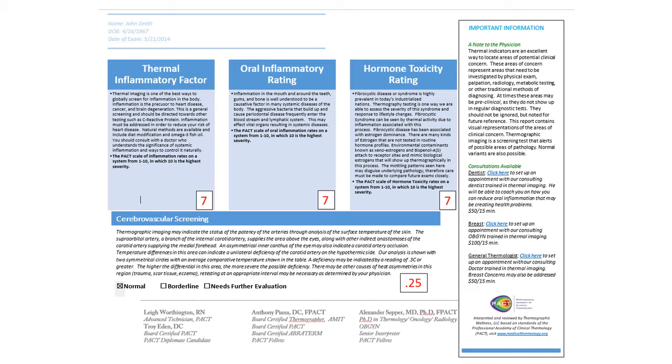In the case that you do not have a doctor who understands this sort of imaging or physiological testing like this, or does not want to learn, we do have consultations available through doctors in thermology. We have a dentist, we have a breast interpretation, and general thermology.